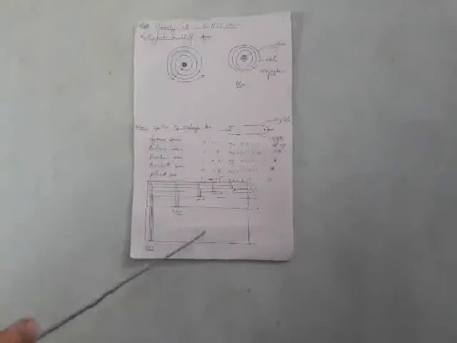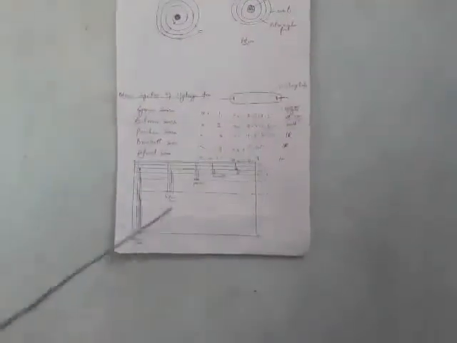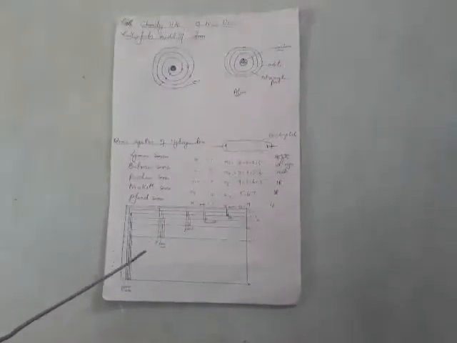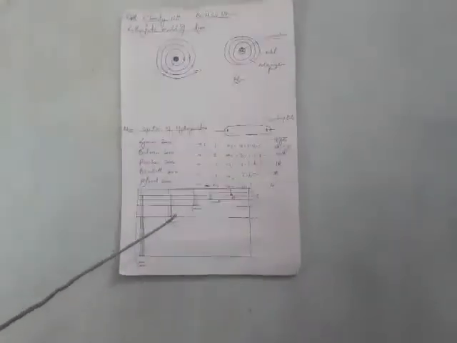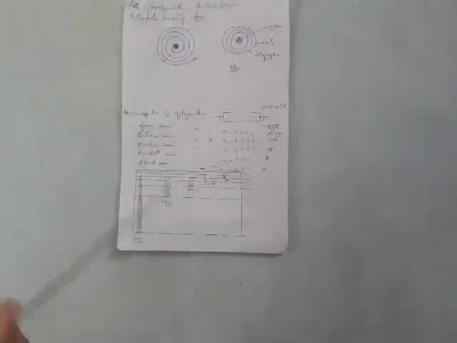So this model was then discarded, and it was modified by Niels Bohr, who gave a satisfactory explanation to the atomic spectrum of hydrogen atom.